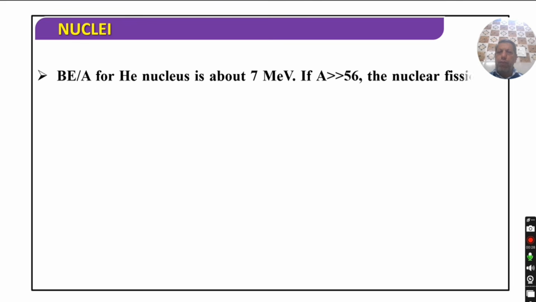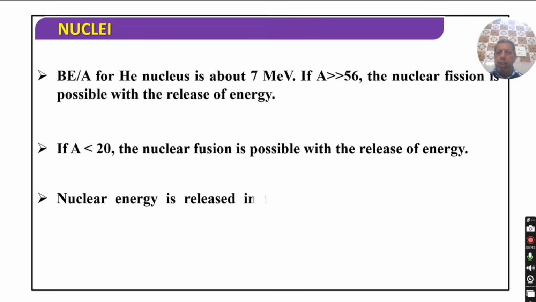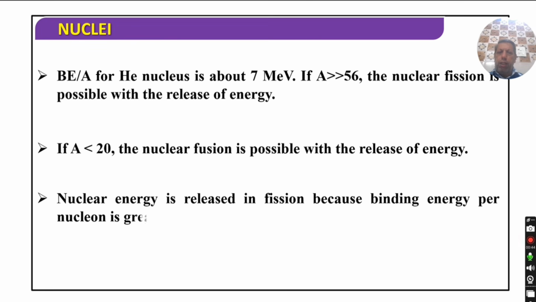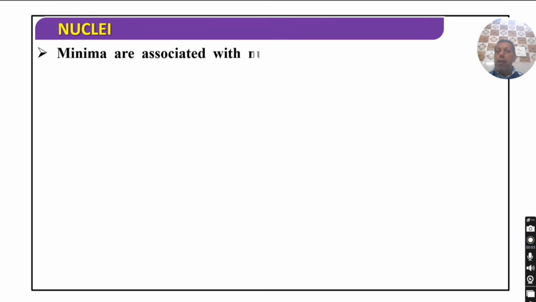Binding energy per nucleon for helium nucleus is about 7 MeV, and if A is greater than 56, then nuclear fission is possible with the release of energy. If A is less than 20, nuclear fusion is possible with the release of energy. Nuclear energy is released in fission because binding energy per nucleon is greater for the fission fragments than for the initial heavy nucleus.